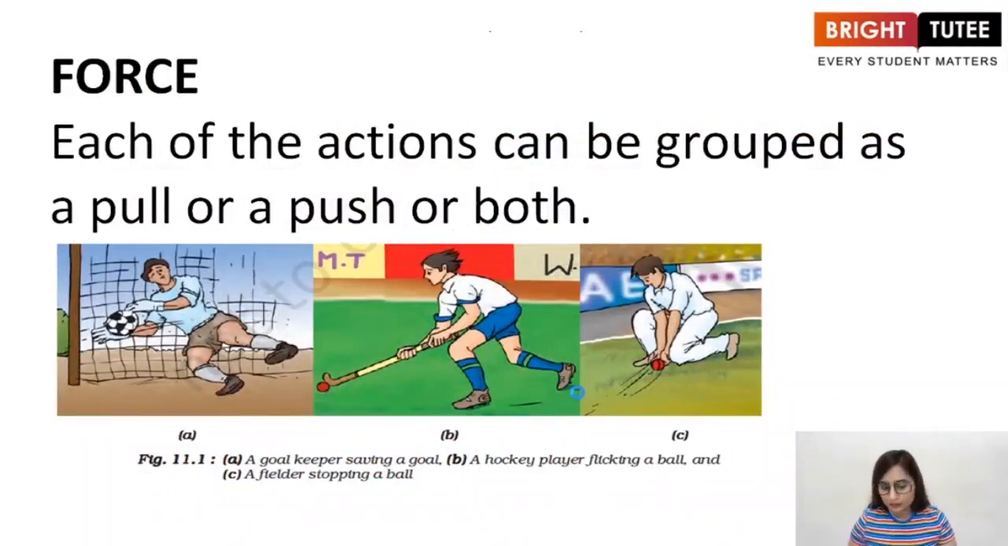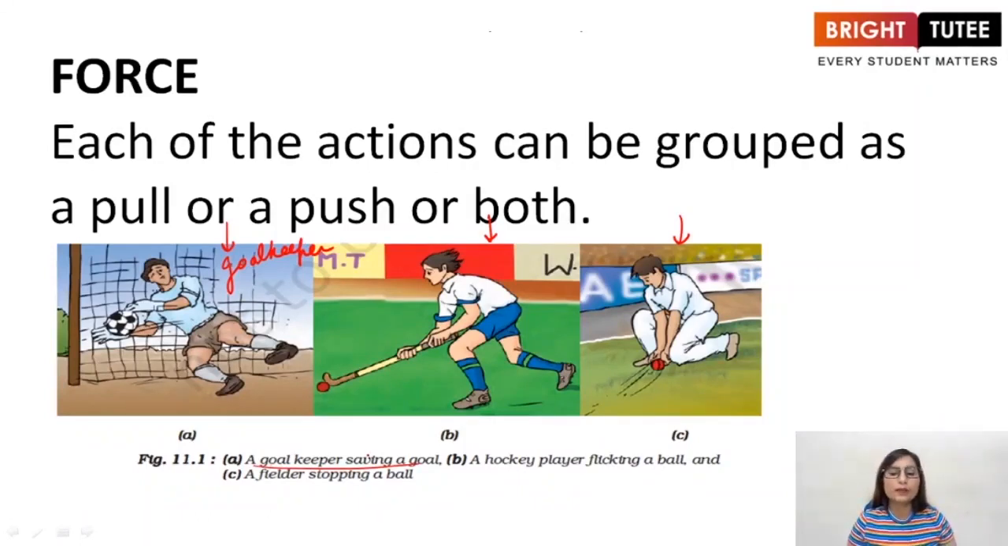Let us see how. There are 3 examples. First one, a goalkeeper stopping the ball from going to the goal, right? Second is a hockey player dragging the ball with the stick, right? And then the third, a cricket player catching the ball, right? Now what is happening? This goalkeeper is pulling the ball towards him. Basically, it is stopping the ball, changing its direction and pulling it towards himself, right? The goalkeeper is saving a goal by doing this.